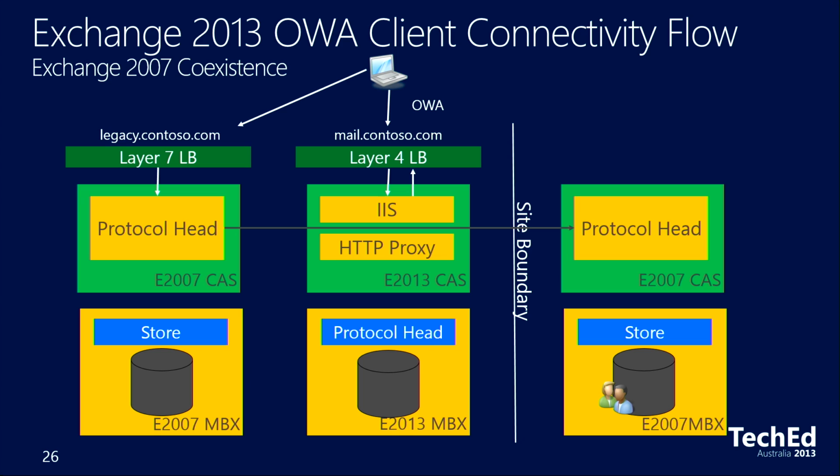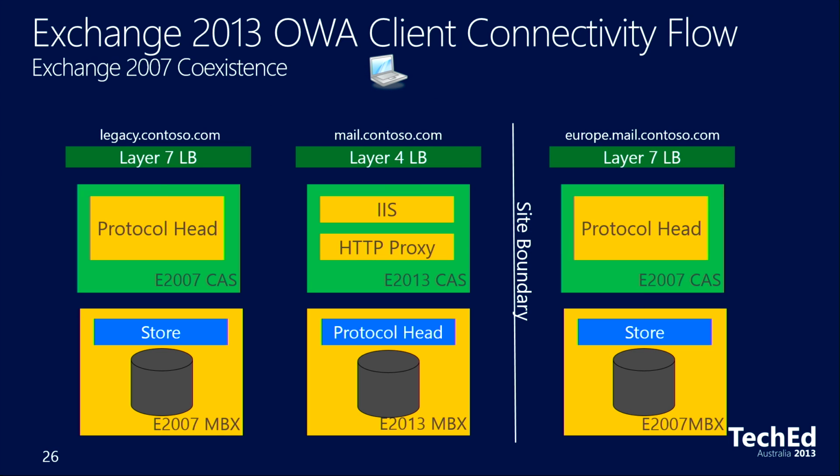Now, I want to be clear, this line that you see going, let me redraw it for you. So this line, it's not actually going through the 2013 CAS server. Visually, it looks that way, but that was the only way to get the line from one site to the other. So we are not going through the 2013. This is actually a proxy right from 2007 CAS in this site to the 2007 CAS in that site.